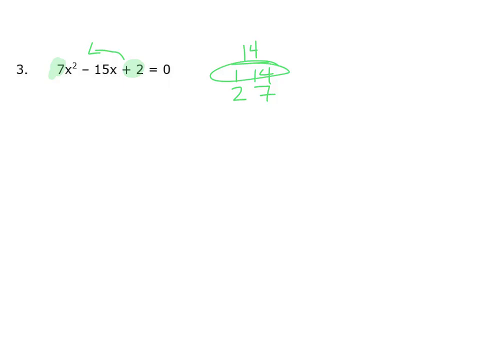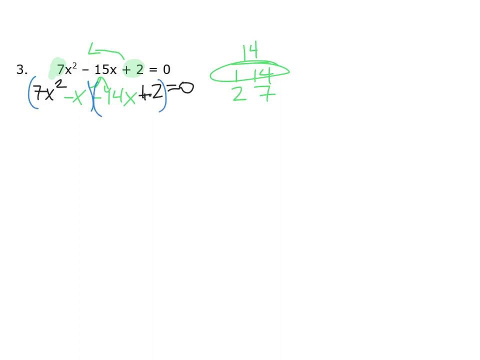Now this is a negative 15, which means I'm going to need a negative x and a negative 14x. Negative x minus 14x is negative 15x. And then, of course, a negative 1 times a negative 14 is a positive 14. I still have my plus 2 equals 0. And I have my 7x squared in the front. I'm going to go ahead and put my parentheses in.